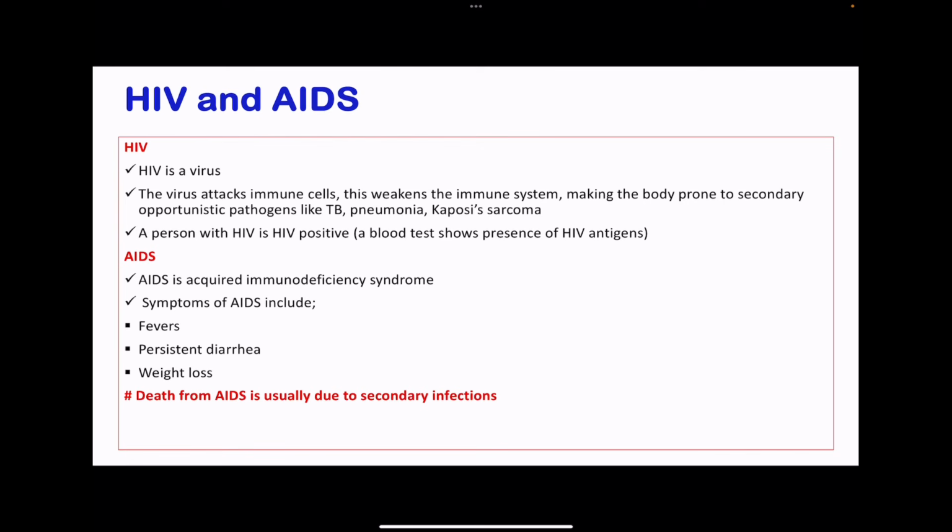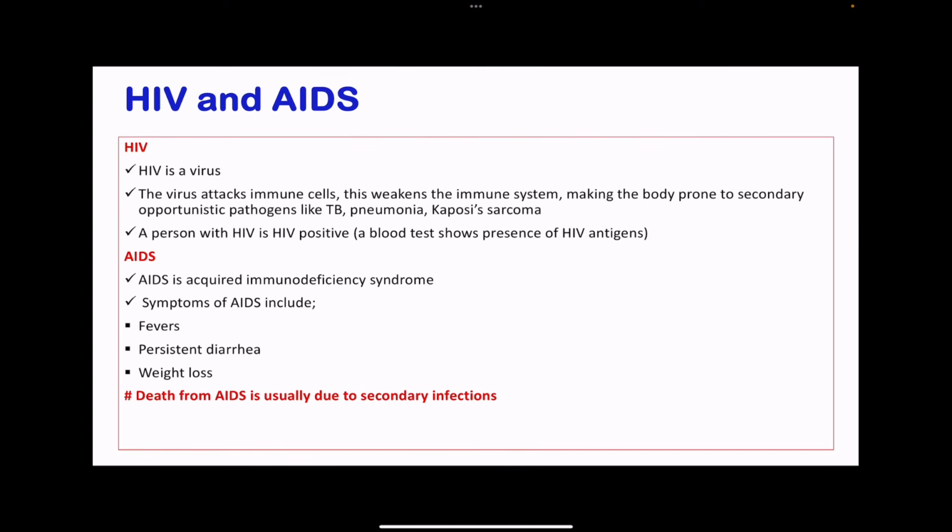The disease is called AIDS. AIDS is called acquired immunodeficiency syndrome. People who have AIDS have symptoms like fevers, persistent diarrhea, weight loss, and so many more. HIV can be transmitted through exchange of bodily fluids. It could be through inoculation with infected blood. It could be between mother and fetus during birth or breastfeeding.